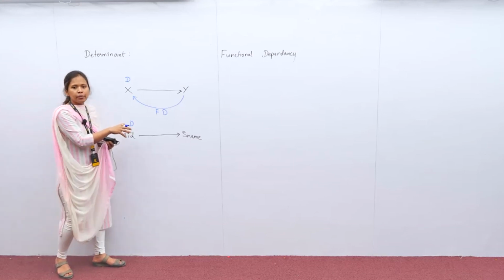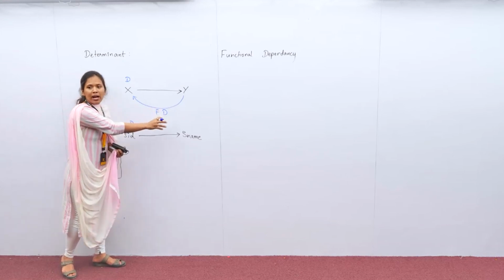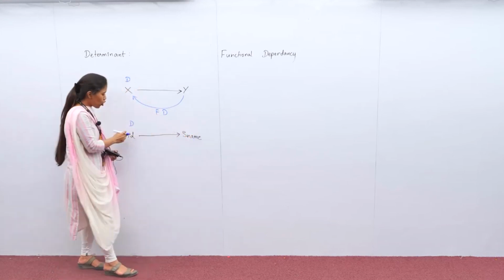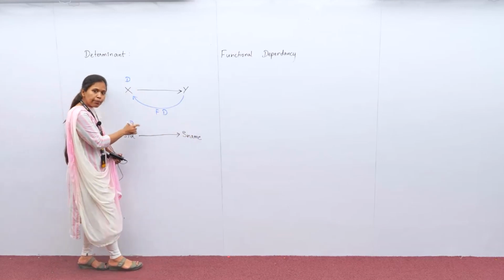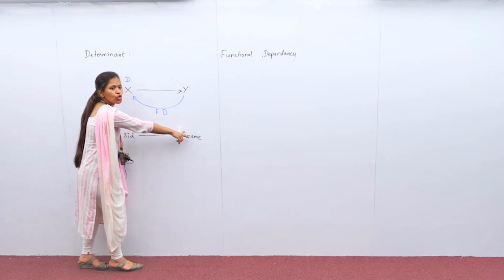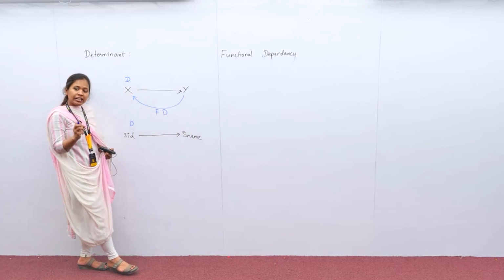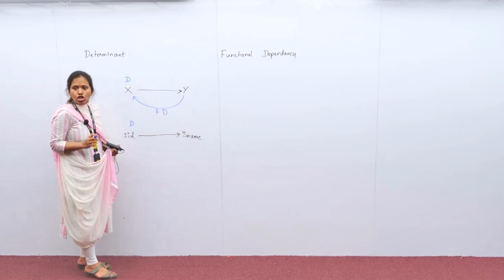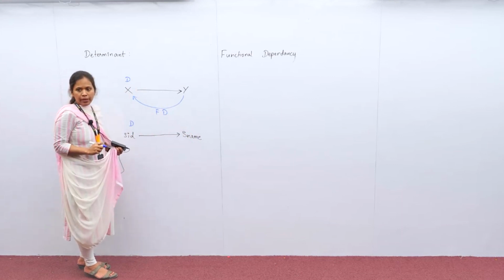So what is a determinant? If an attribute is able to determine the value of another attribute, that is what you call a determinant. Student ID is able to determine the value of the student name attribute. By knowing your student ID, I can determine what your name is. Are you all understanding? So that your student ID will become the determinant.